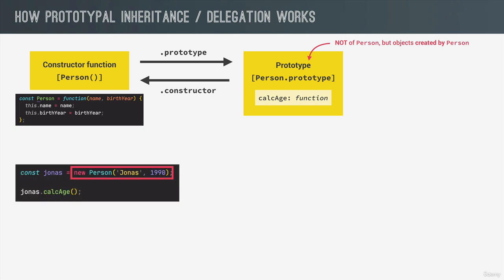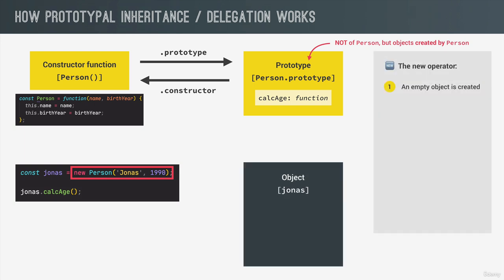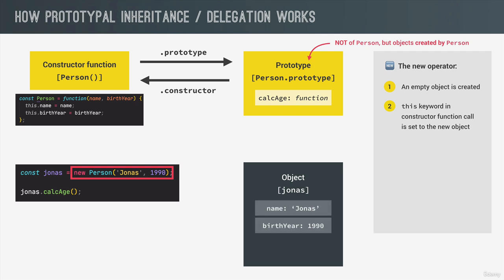So when we call a function, any function with the new operator, the first thing that is going to happen is that a new empty object is created instantly. Then the this keyword in the function call is set to the newly created object. So inside the function's execution context, this is now the new empty object. And that's why in the function's code, we set the name and birth year properties on the this keyword, because doing so will ultimately set them on the new object.